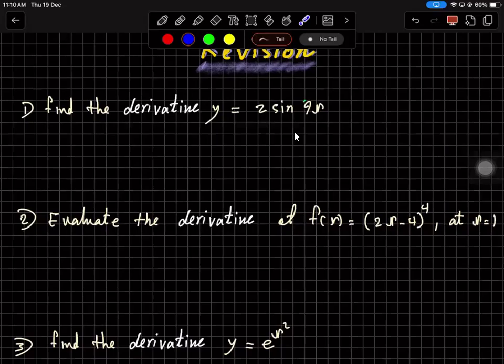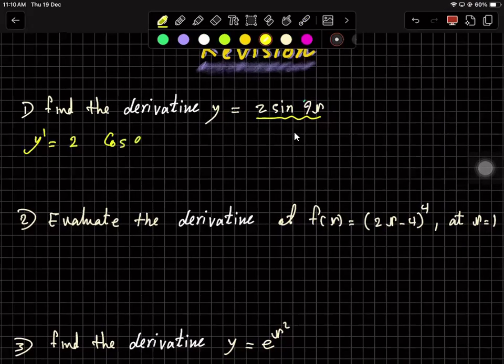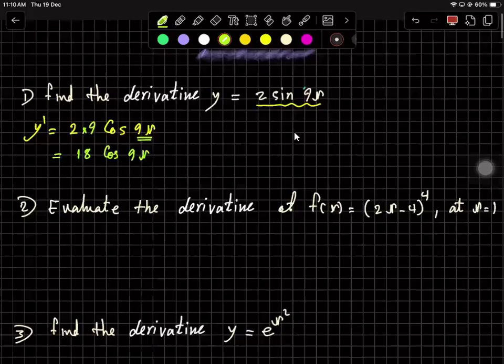First one, if you have y equal to sine 9x like this, and we want to get the first derivative, it will be what? The derivative of sine is cosine 9x, okay? And as you can see, I have left space for the chain rule. So we have to get the derivative of the angle also. What is the derivative of 9x? It will be 9. So 2 times 9 is 18 cosine 9x. Okay, so this is the first derivative.